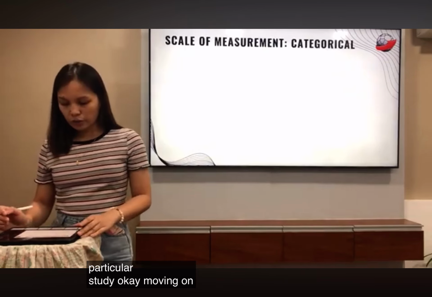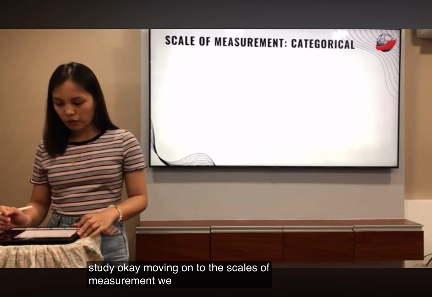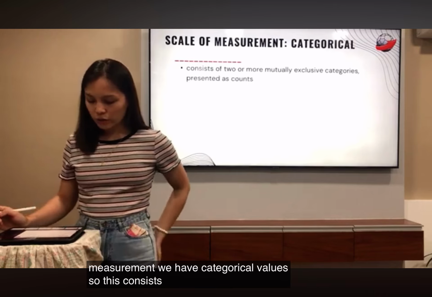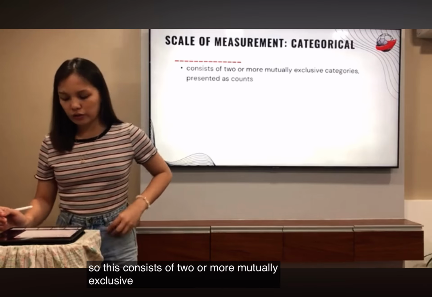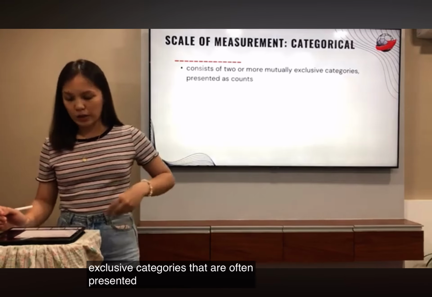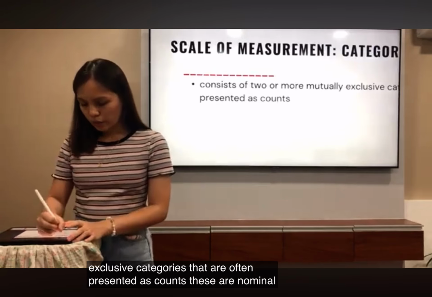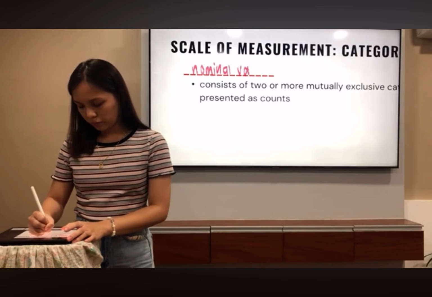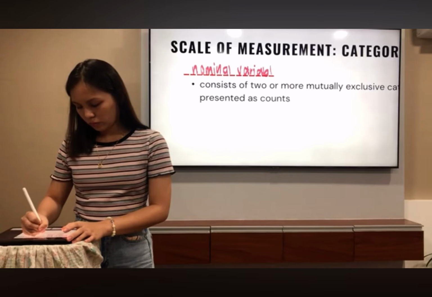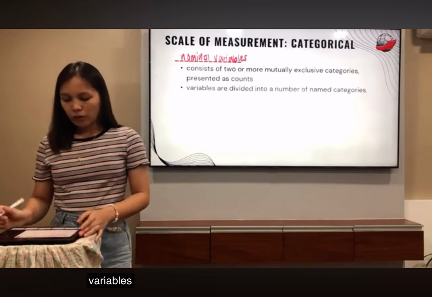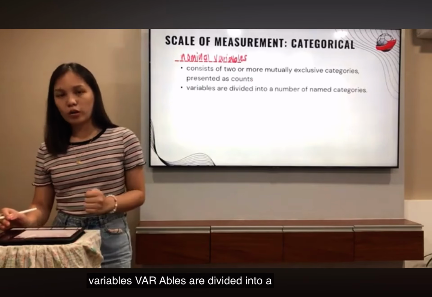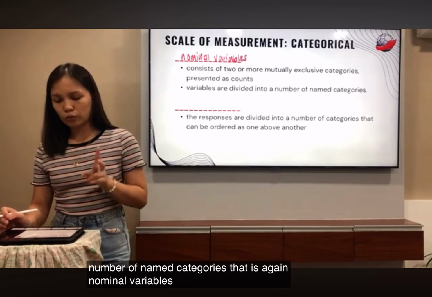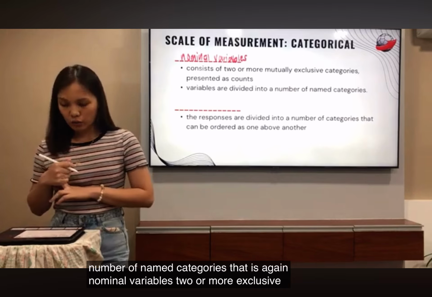Okay, moving on to the scales of measurement, we have categorical values. So this consists of two or more mutually exclusive categories that are often presented as counts. These are nominal variables. Variables are divided into a number of named categories. That is again nominal variables, two or more exclusive categories.